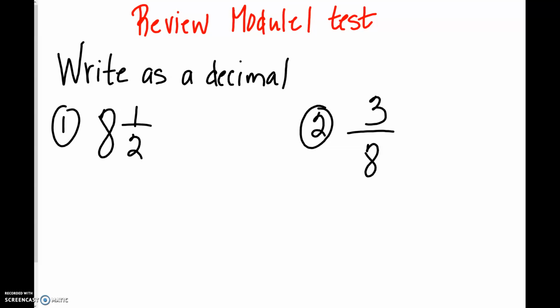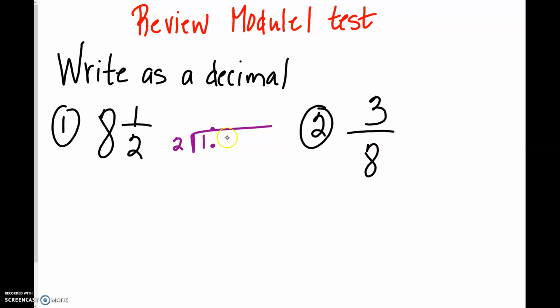So one of the directions or one of the problems says that we have 8 1/2, so write this as a decimal. So 1/2, some of you already know what that decimal is. If you don't, remember we're going to do long division. The denominator goes on the outside, numerator goes on the inside.